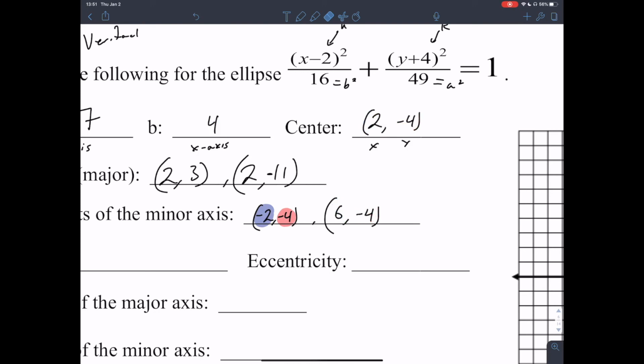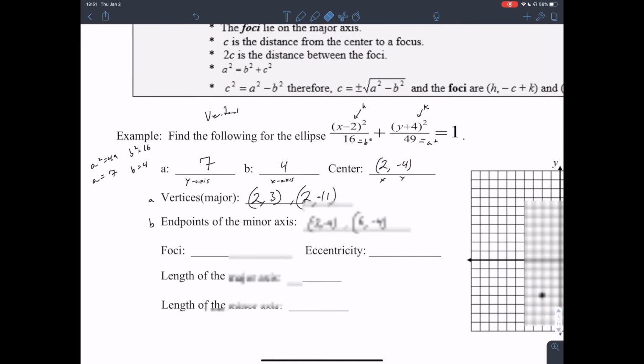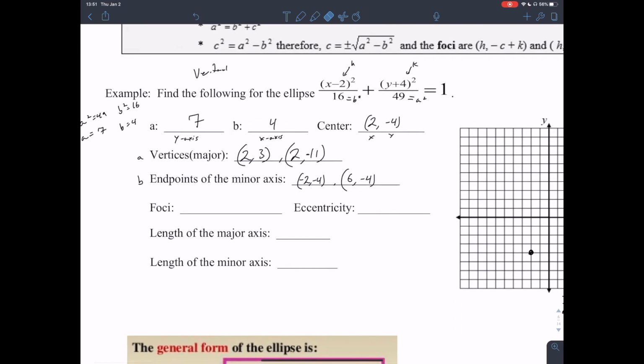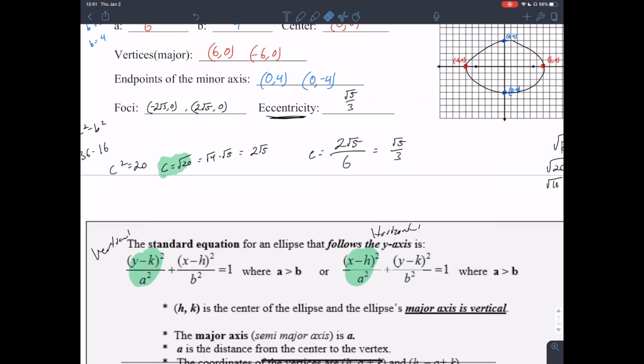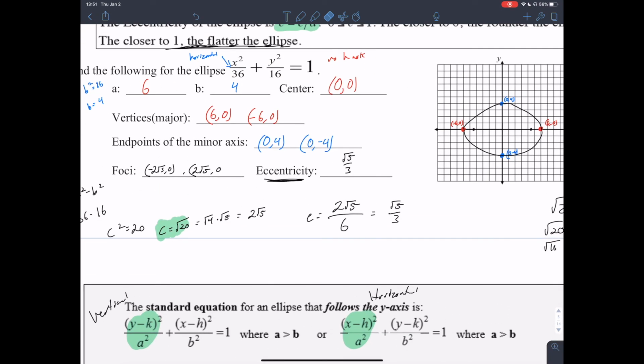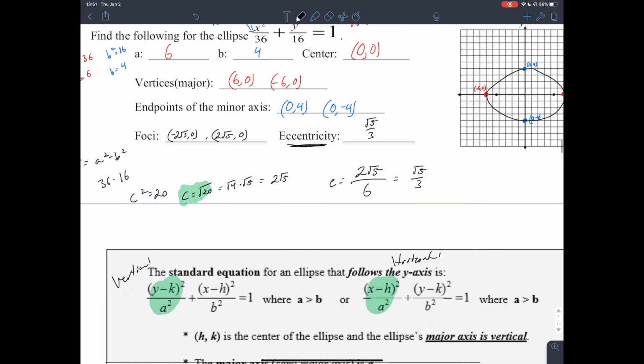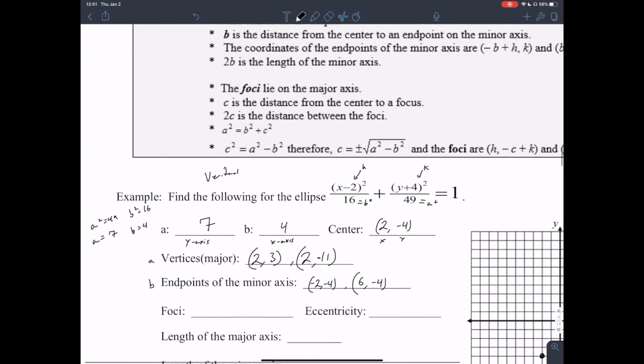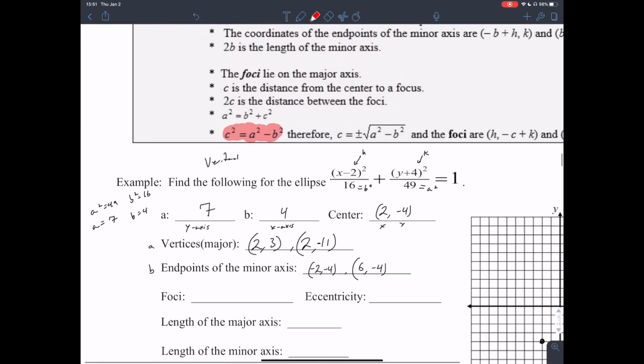Okay, so let's go ahead and move on. Now, the foci are a little tricky. The foci start at the center, and then they move by that letter C from before. Let me show you over here. This letter C that we figured out before, that's what we did. So I have the formula right here. I'll do that in red. The letter C is a squared minus b squared.